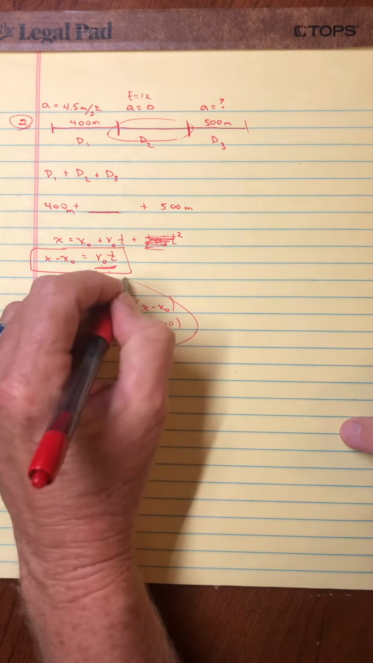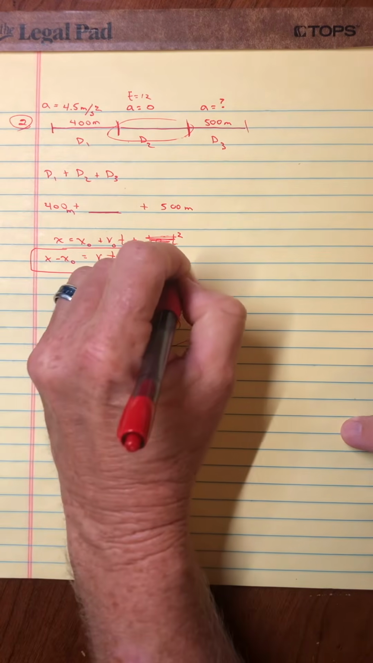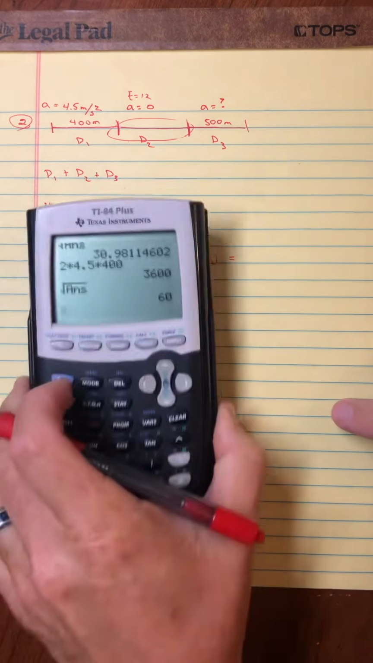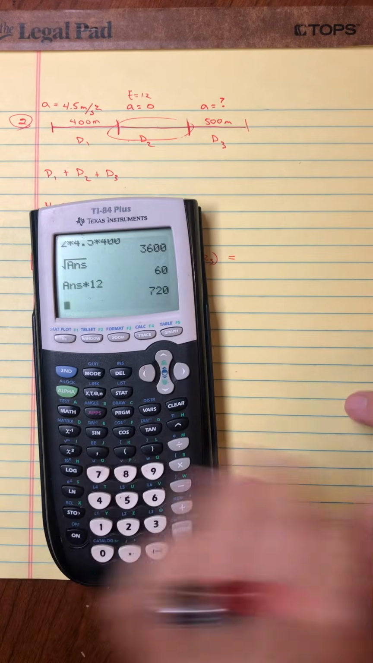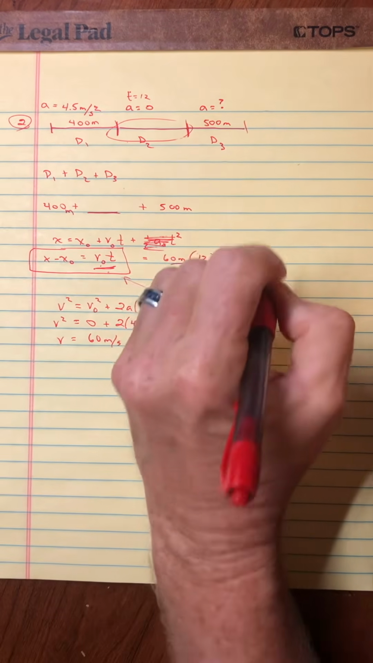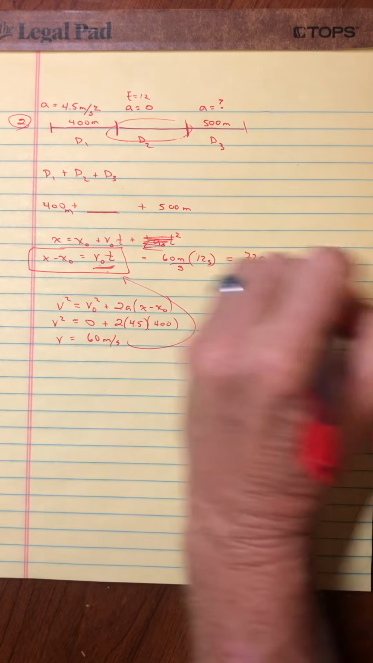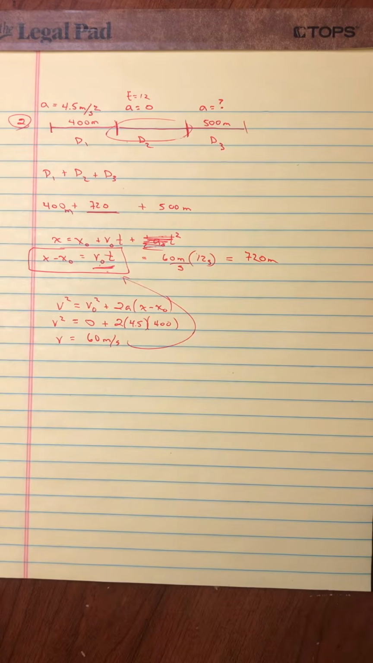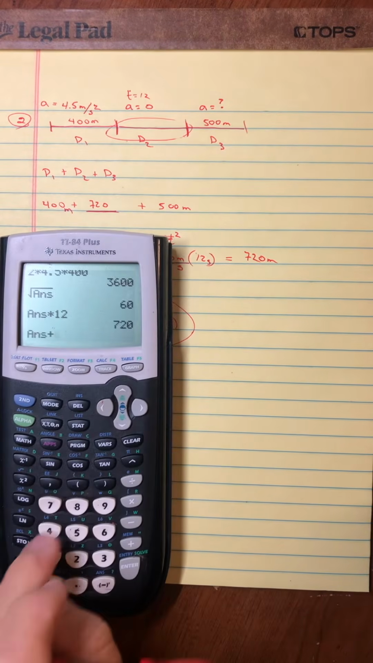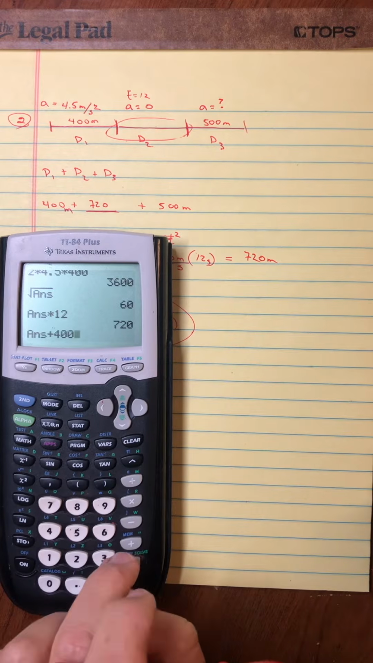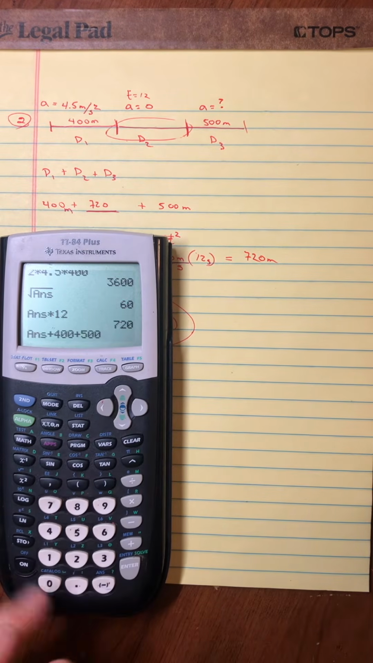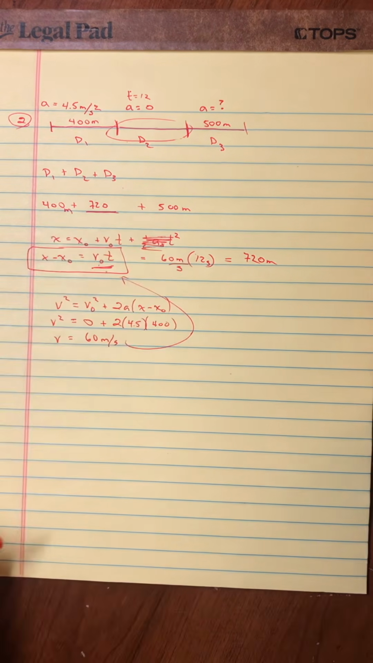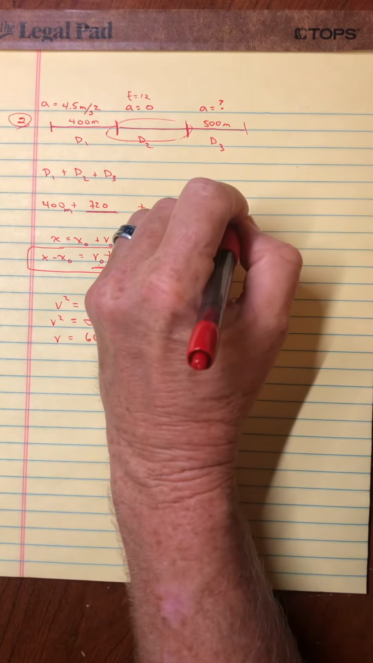And so now I can use it back up here to say it's 60 meters per second for 12 seconds. So if I take that speed and multiply by 12, I am at 720 meters. So this middle distance is 720 meters. So finally then, adding the original distance during acceleration of 400 and the final slowing down of 500 meters, we get a total of 1620 meters.